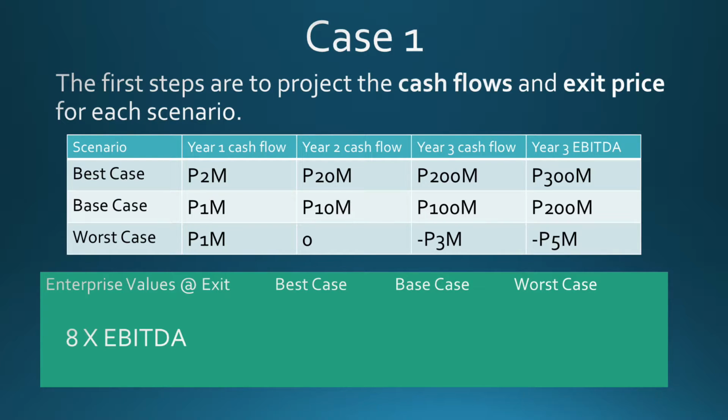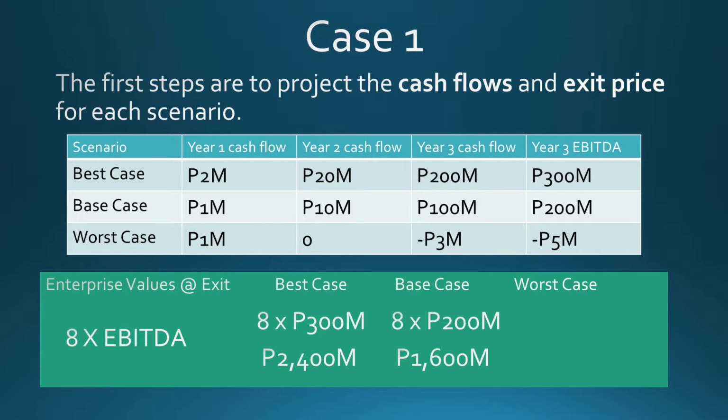Enterprise value at exit under the best case scenario, 8 times 300 million. That's 2.4 billion. Base case, 8 times 200 million. That would be 1.6 billion. Worst case, 8 times the EBITDA, which is expected to be negative, so we're going to assume it's 0. There will be no exit price under the worst case scenario. Obviously, under the worst case scenario, the company will not prosper and will definitely be liquidated. It is just reasonable to assume that there will be no exit price.